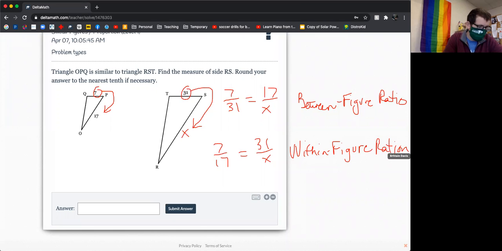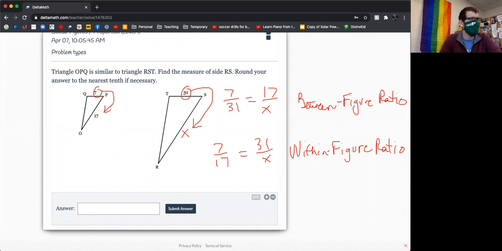Not ratio, not ration, it's ratio. Okay, so there it is. We have a between figure ratio and a within figure ratio. For practical purposes, as you're doing this homework tonight, it doesn't matter how you set it up. And I'll tell you that Delta Math will always set it up as a between figure ratio. But it's important to know that there's a distinction only as we're building up what it means for trigonometry.